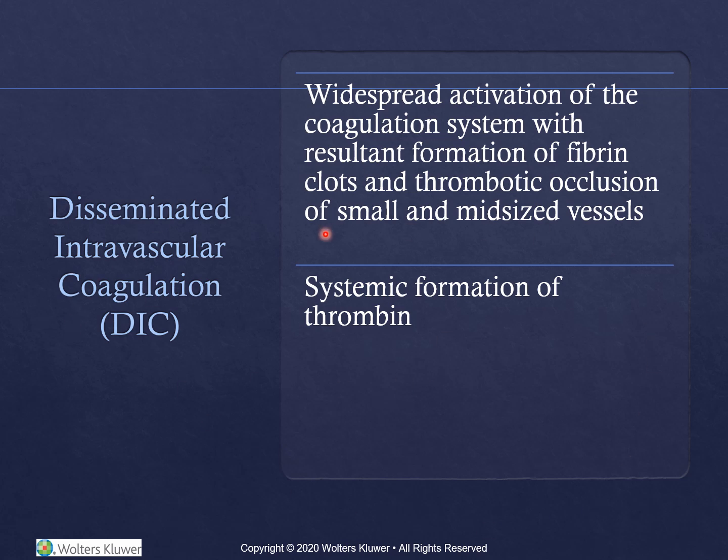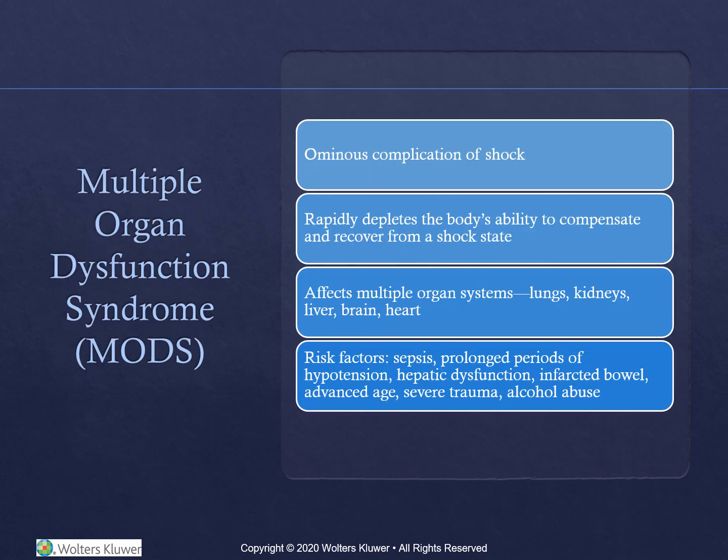Disseminated intravascular coagulation can also happen. I'm sure you remember what that is, but this happens when there's a lot of systemic formation of thrombosis. We get a lot of widespread coagulation, and then using up of clotting factors is a relatively common complication of shock.